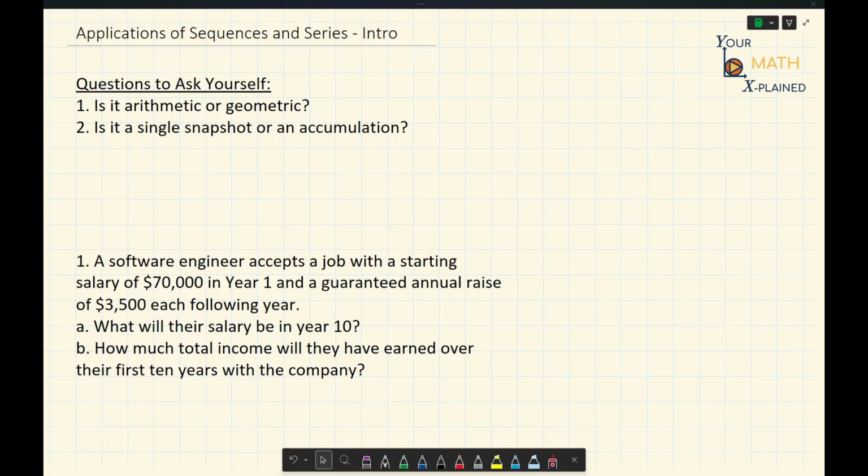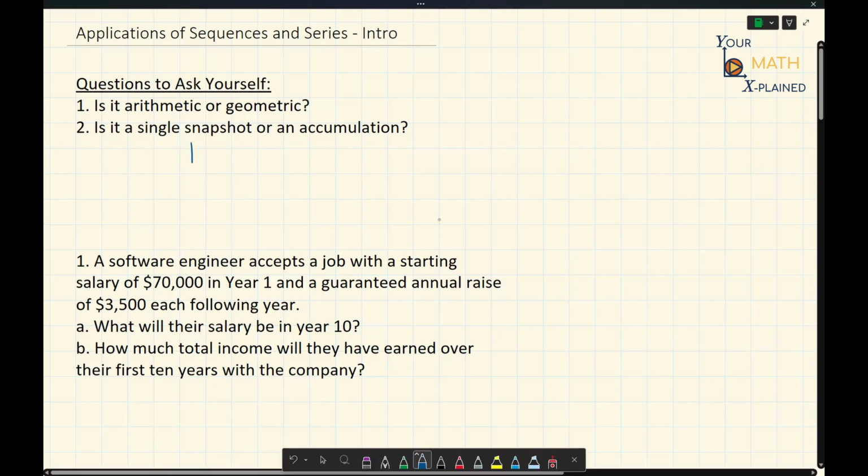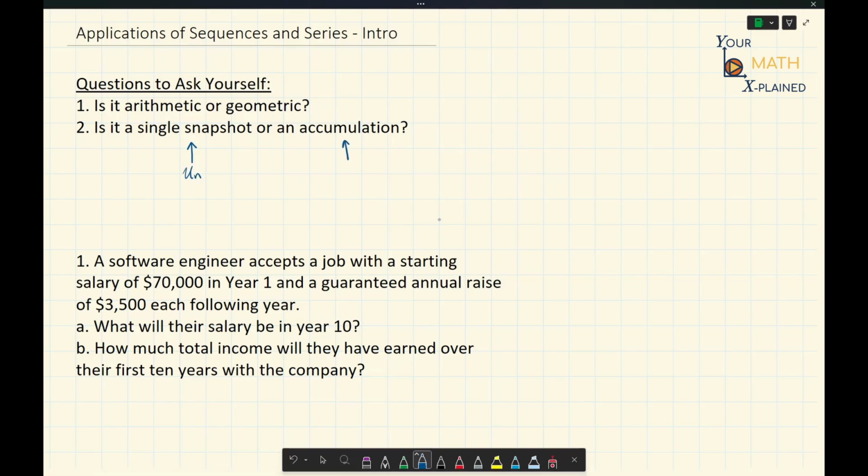And once you determine that, the second question is: is it a single snapshot or an accumulation? If you're looking for the value at one specific step, then you need the sequence formula. But if you need the cumulative total of everything up to that point, then you need a series formula. So let's take a look at that in action through our first example.